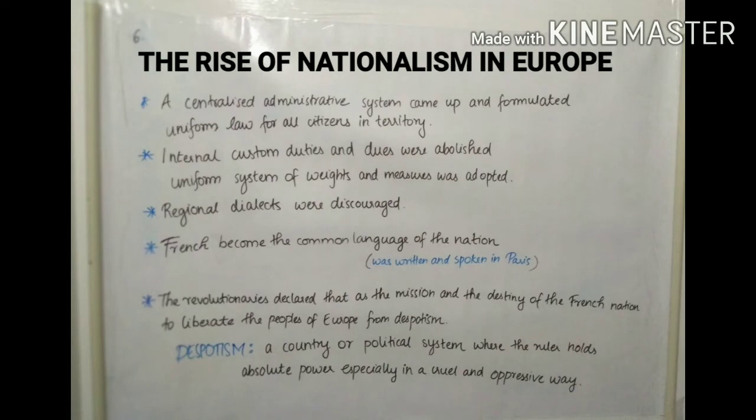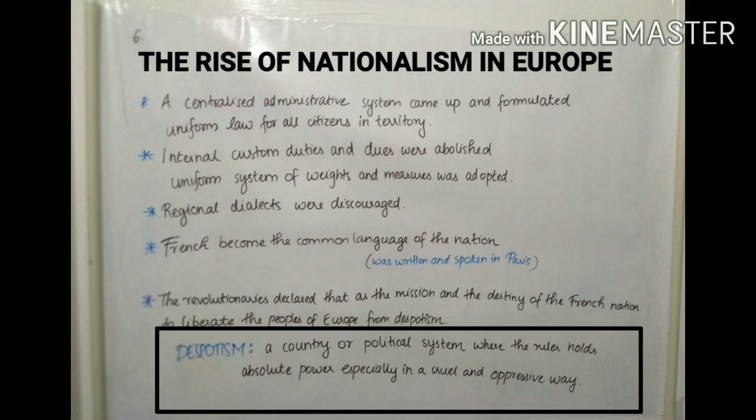Centralized administrative system came up. So there were uniform laws for all citizens now. Internal custom duties, custom duties means habitual duties and dues, were abolished. Uniform system of weights and measures was adopted. Regional dialects, means a particular form of language, were discouraged. French became the common language now. At last, the revolutionaries declared that it was a mission and destiny of the French nation to free the peoples from despotism. Now, despotism is the oppressive rule of centralized power.